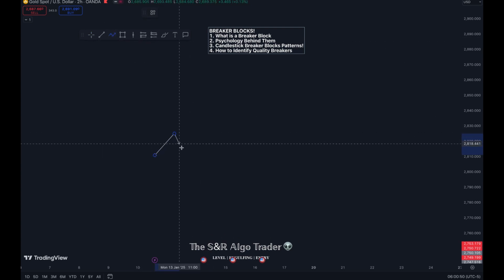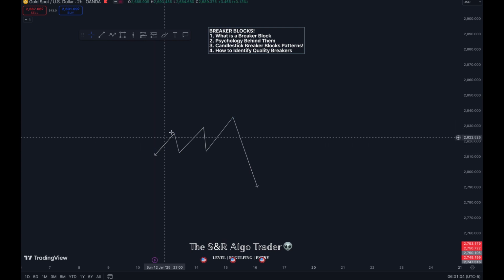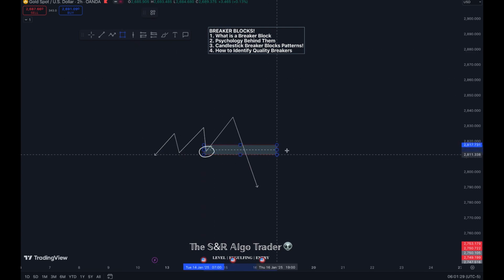Let's say the price is moving in an uptrend: higher high, higher low, higher high, then price immediately breaks through it like this. So this is a higher low, higher high, higher low, higher high. This zone was supposed to create a new higher high. When price came down here and touched it, it was supposed to create a new higher high to break this structure. But it failed, so it becomes a breaker block. This zone becomes a breaker block.